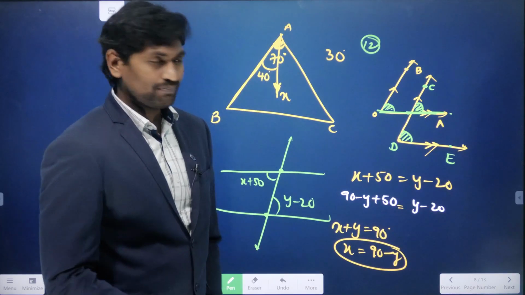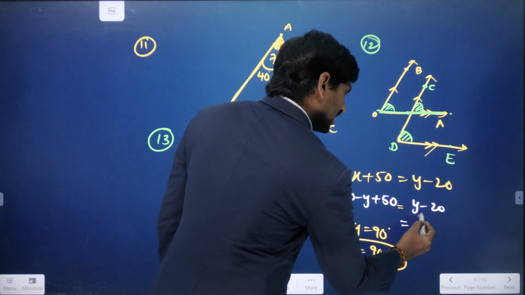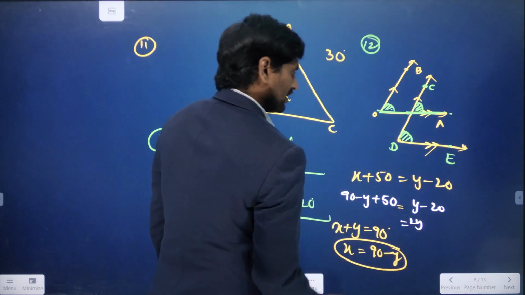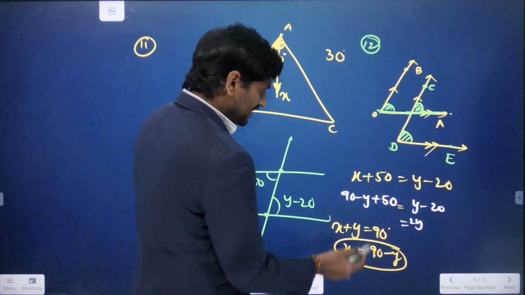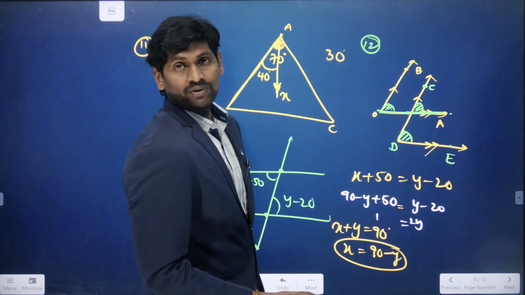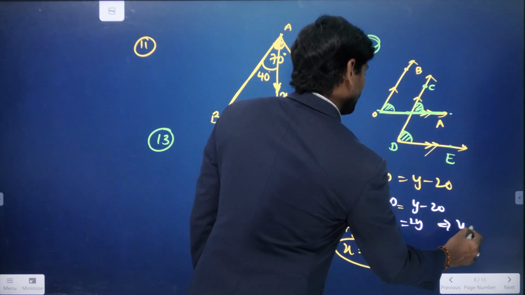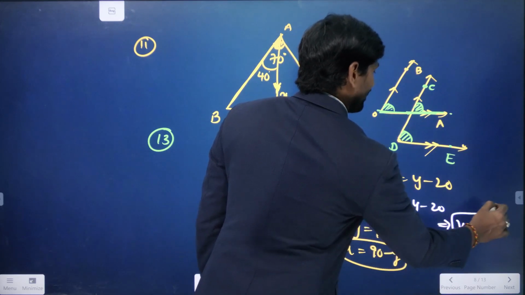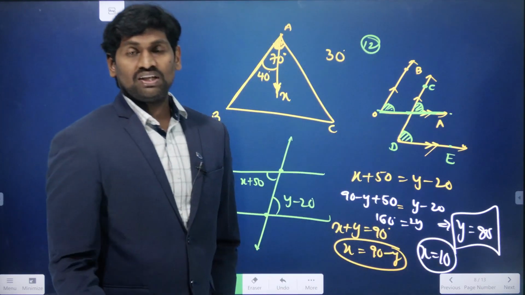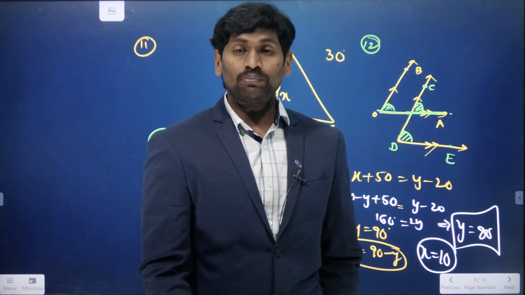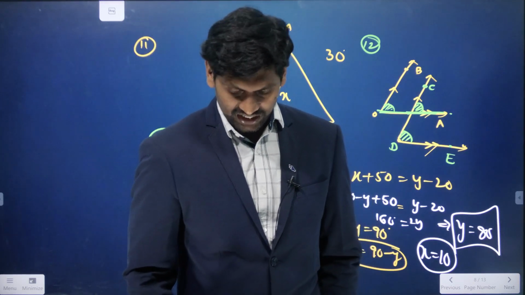Bring variables one side, numbers one side. Minus y transposes outside to plus y. Here already 1y, y plus y, 2y. And minus 20 bring this side, plus 20. 20 plus 50, 70. 70 plus 90, how much? 160. So from this y equals 80 degrees. If y value is 80, then x value is 10 because both of the angles are complementary. Complementary means sum of two angles is 90 degrees. So options are 80 and 10, first option.